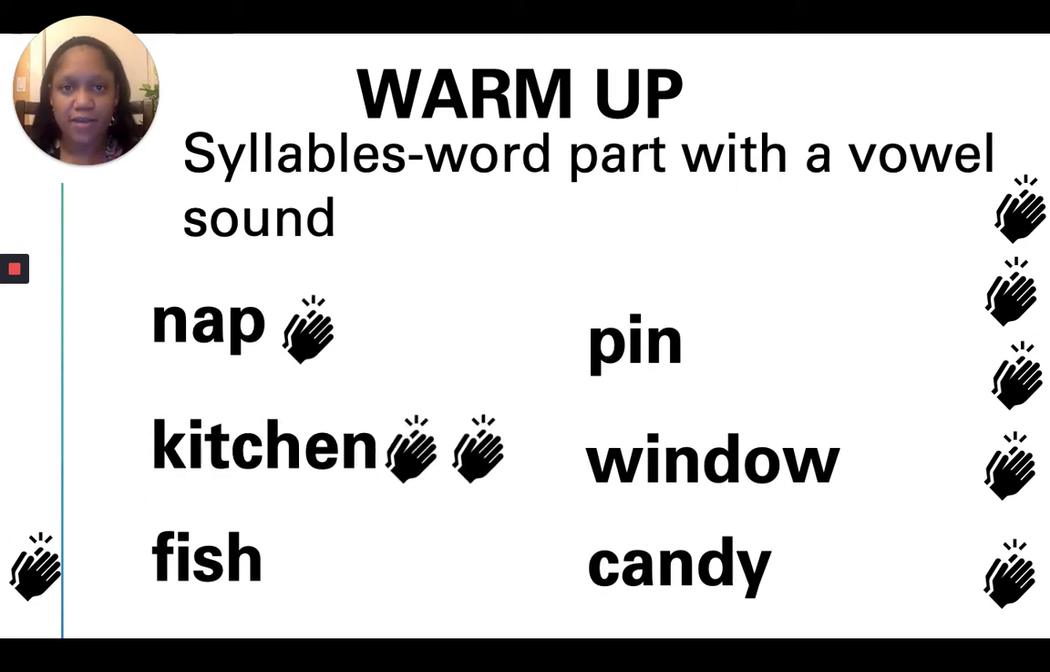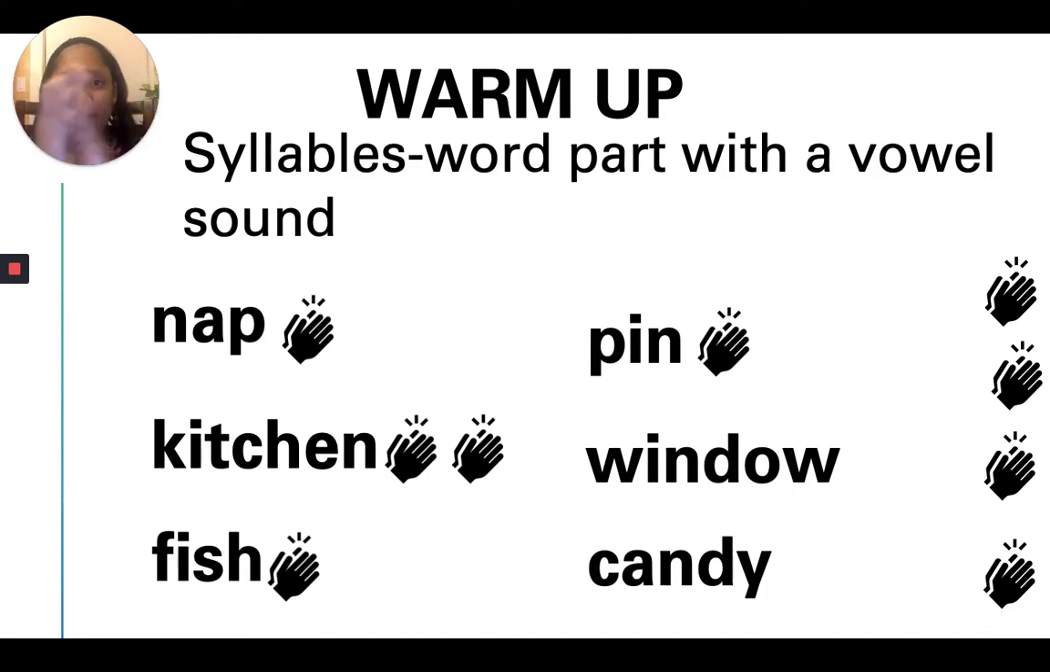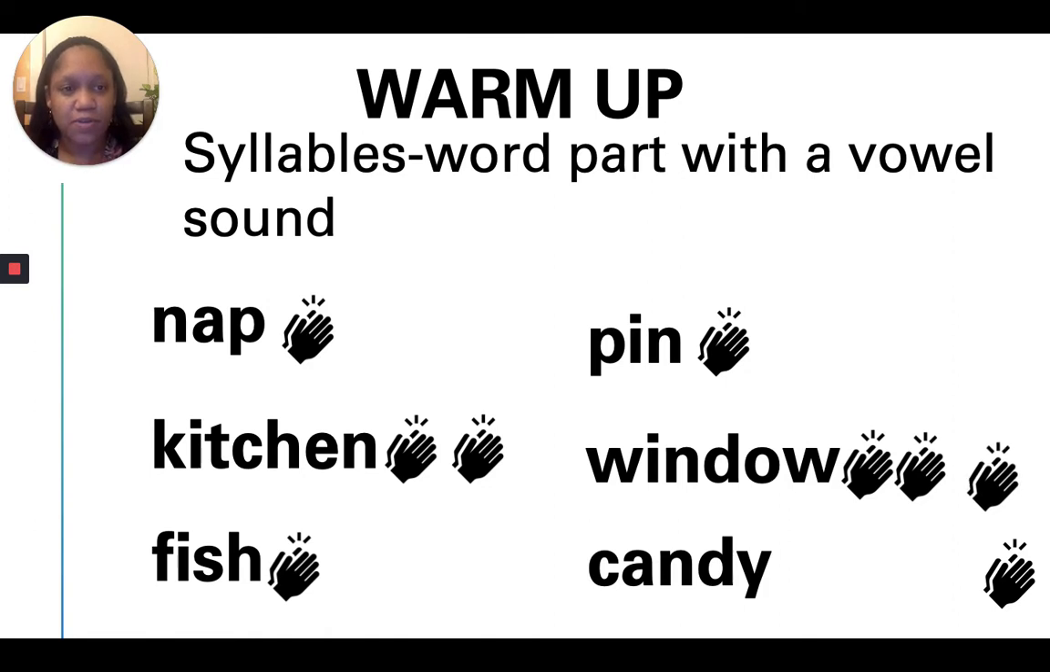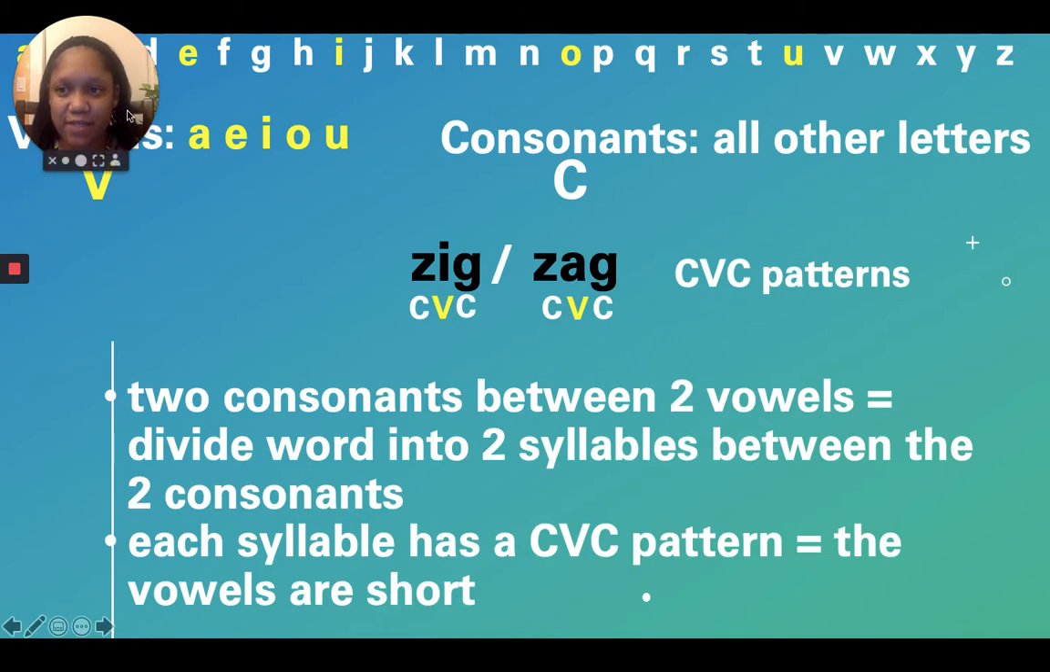Fish. Let's try it. Fish. 1 clap, 1 syllable. Try the next word. Pen. Did you get 1, 2? Good job. What about window? Is that one 1 or 2? Window. 2 claps or syllables. Last word is candy. Candy. If you got 2, you were absolutely right. Let's do our next activity.